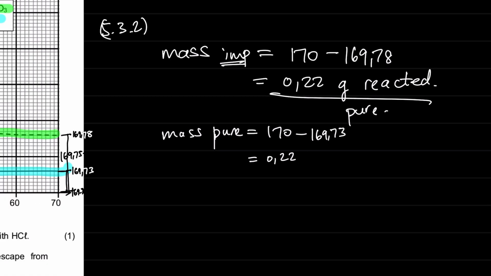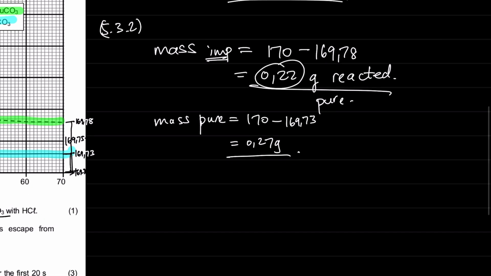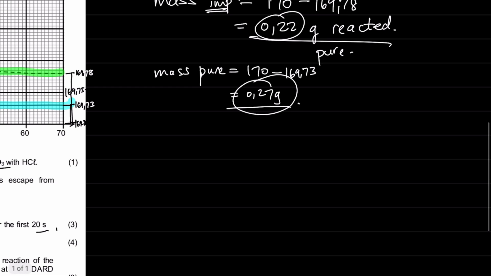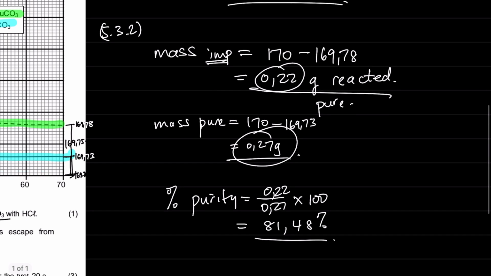That gives us, not 0.22, sorry, 0.27 grams. To calculate the percentage purity, you take the smaller mass divided by the bigger mass times 100. So the percentage purity is going to equal 0.22 divided by 0.27 multiplied by 100, and that's going to give us 81.48%.